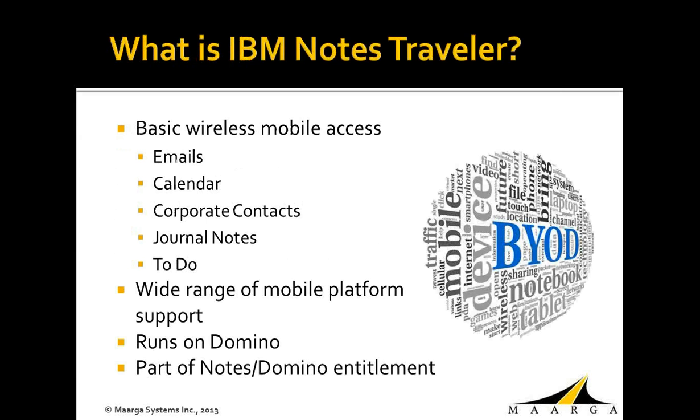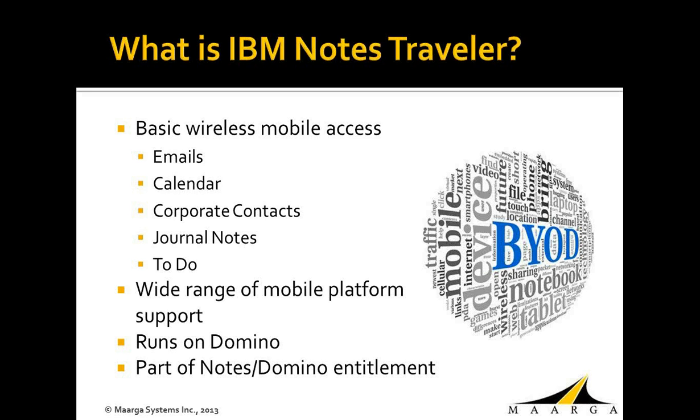Okay, so what is IBM Notes Traveler? IBM Notes Traveler is a basic wireless mobile access for your corporate emails, calendar information, contacts, journal notes, and to-do items from your Notes and Domino environment. You can make them available on your mobile devices such as smartphones or tablets and so on.